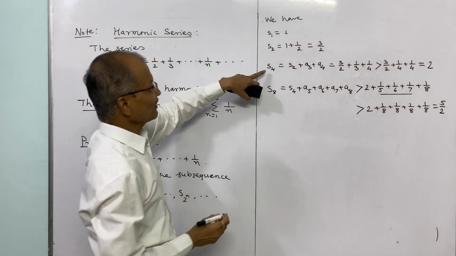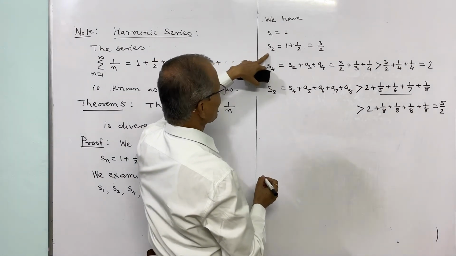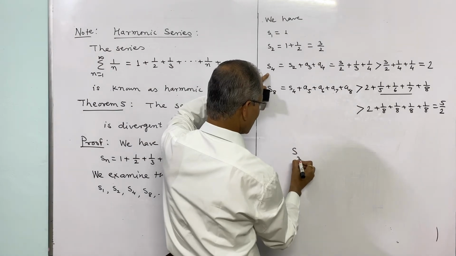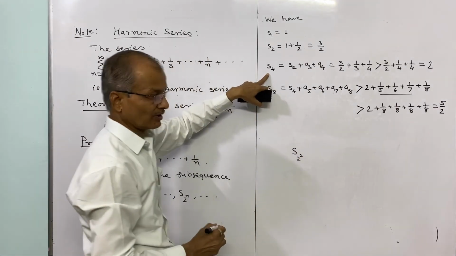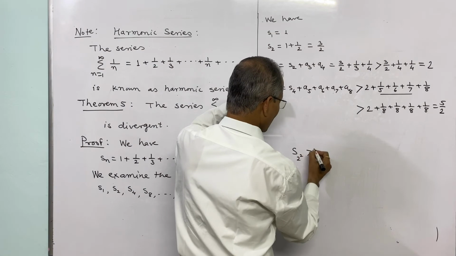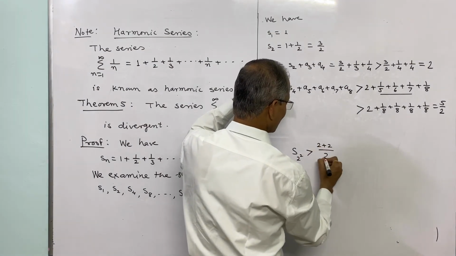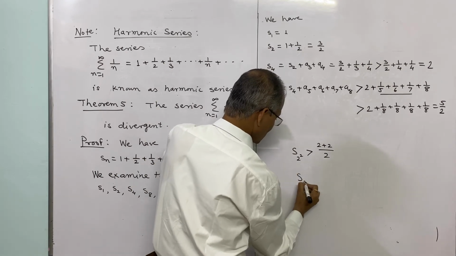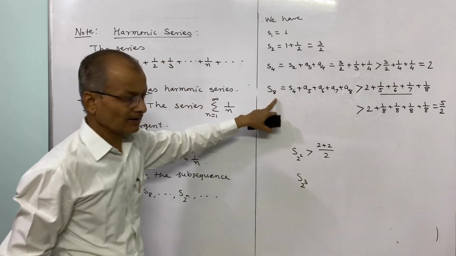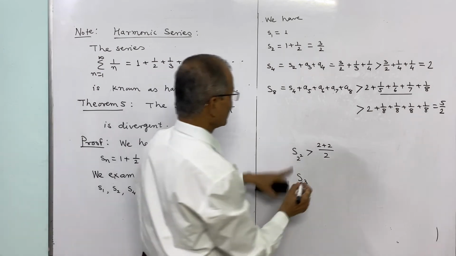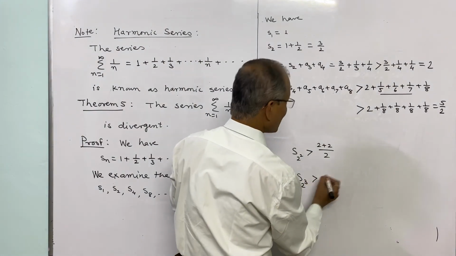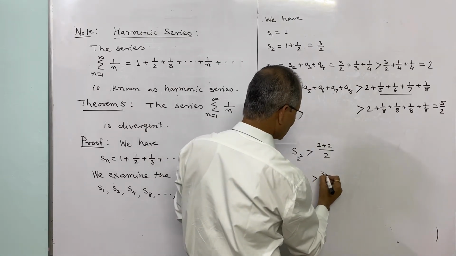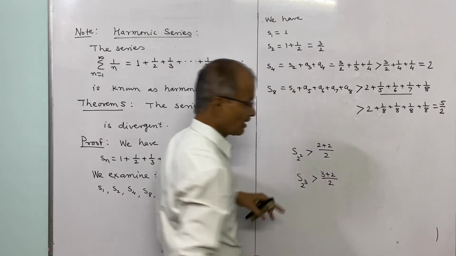What we have written is S1 is equal to 1, S2 is 3/2, and S4 is greater than 2. But that can be written as S4, that means S2 square, is greater than 2 plus 2 divided by 2, which is again 2. And S8 can be written as S2 power 3, 8 is 2 power 3, and that is greater than 5/2, but 5/2 we can write as 3 plus 2 divided by 2.